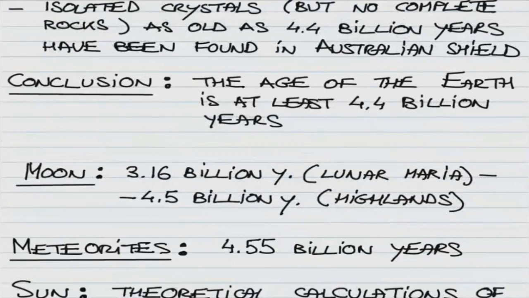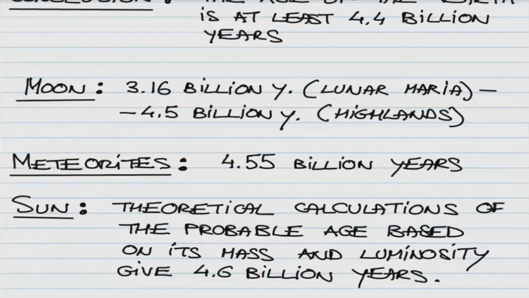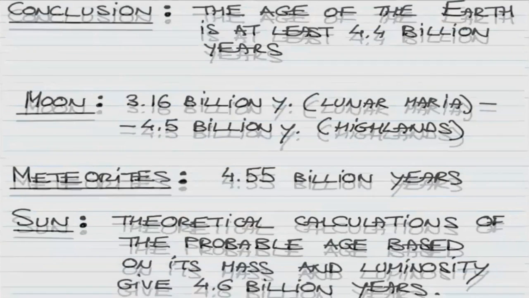The rocks that were brought back from the moon after various Apollo missions have ages ranging from 3.16 to 4.5 billion years, and it depends on where the samples are taken. The lunar maria, those dark areas, which are the areas where impact craters got filled up with hot magma once the moon had a molten interior, are about 3.16 billion years old, and the samples from highlands on the moon are 4.5 billion years old. Now, meteorites are all 4.55 billion years old. So you see that all the numbers are close to 4.5, 4.6 billion years.